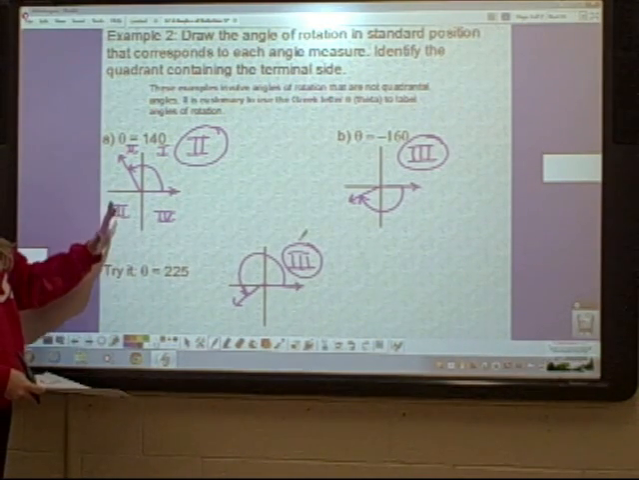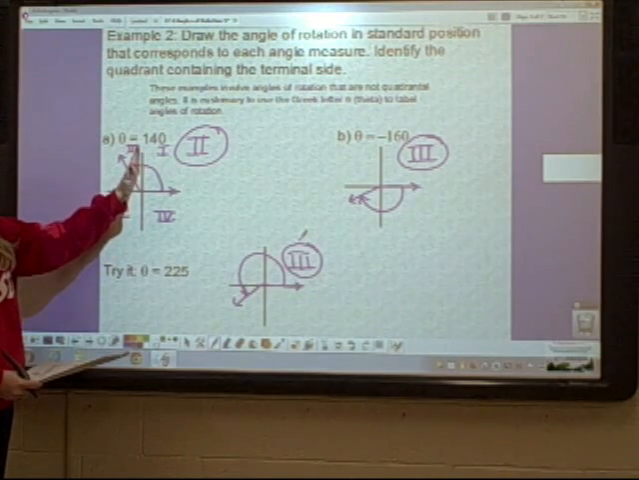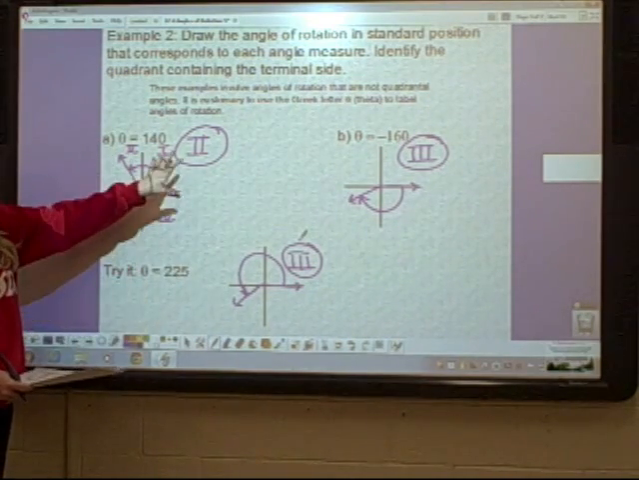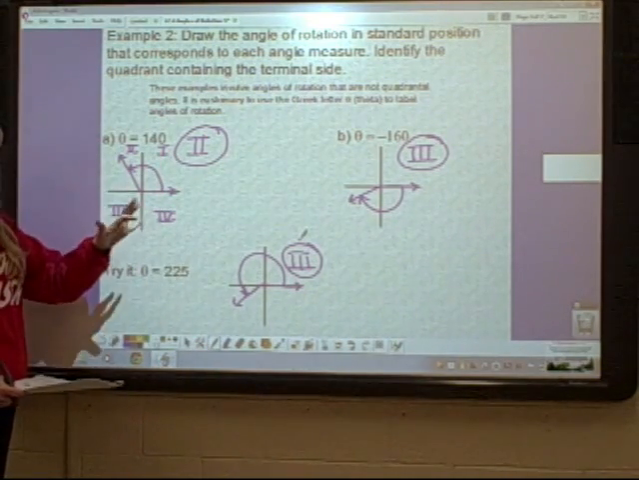So we look at the quadrantal angles, which are the 90, 180, 270, and 360. Then we've got the ones that land in specific quadrants.